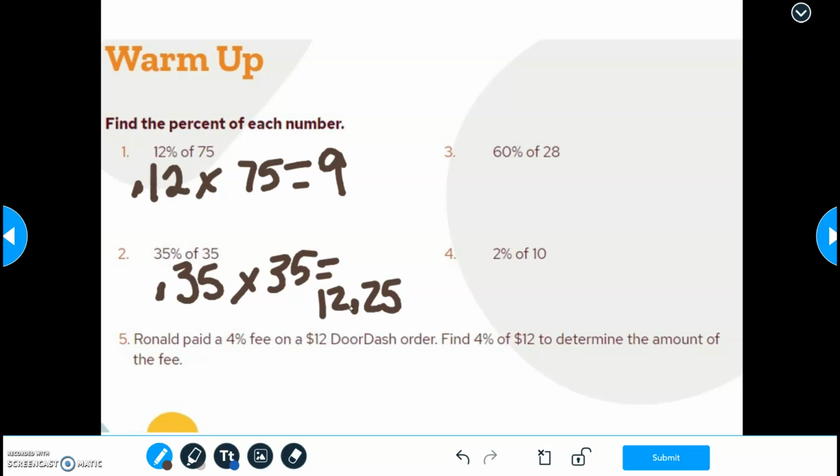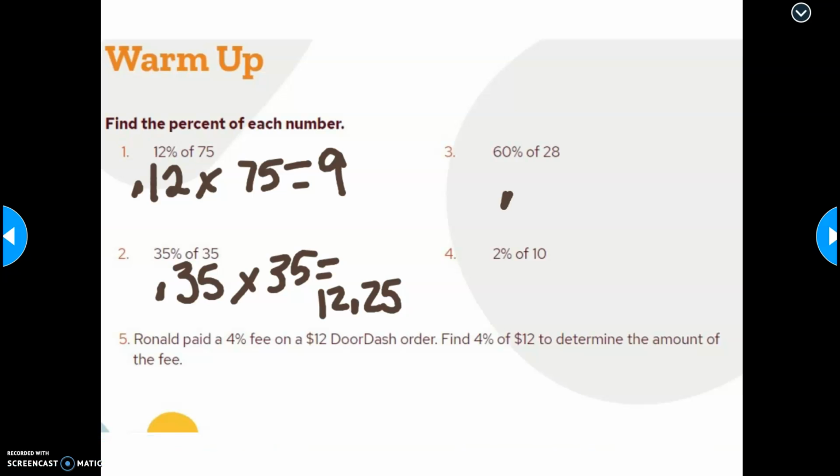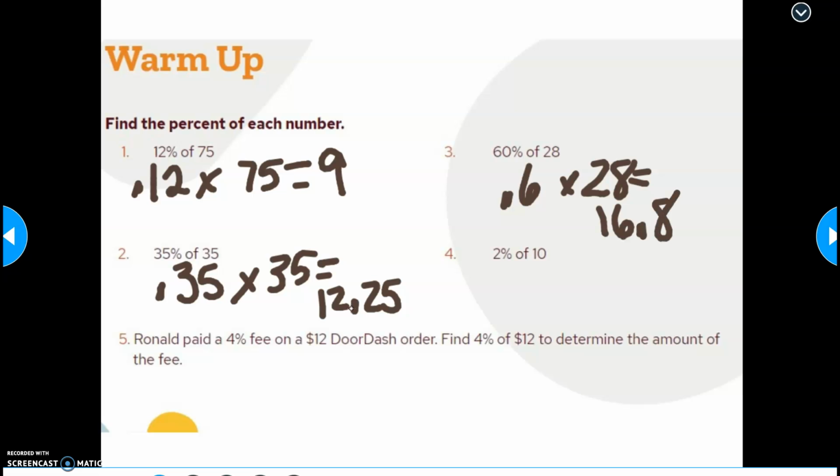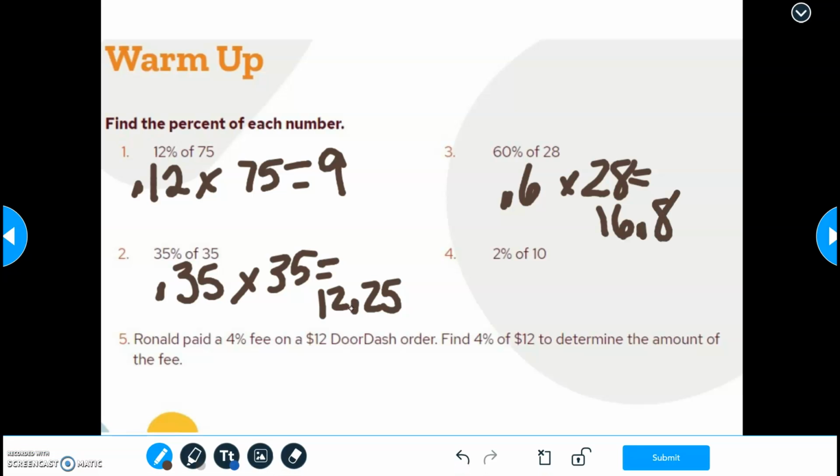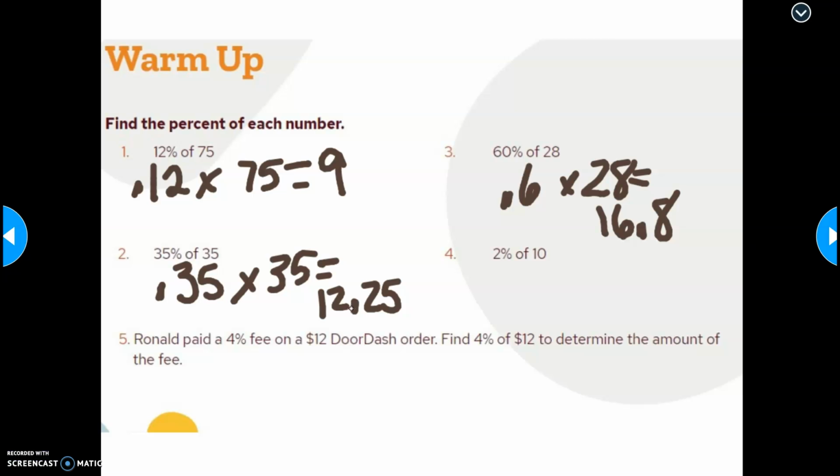Number 3, 60% of 28. So I know that 60% is 0.6 times 28 is going to equal 16.8. And then 2% of 10 is going to be 0.02 times 10, which equals 0.2.